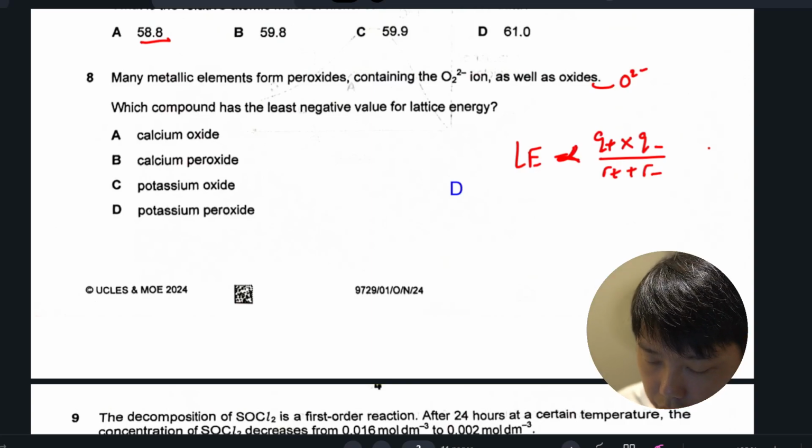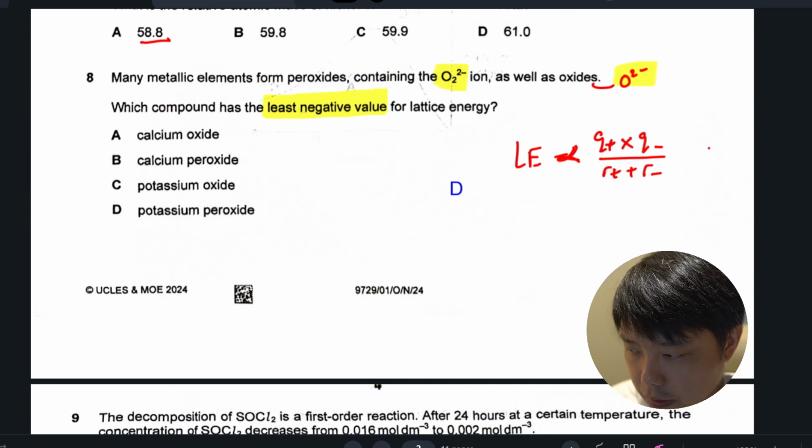Okay, so question 8 is a fairly straightforward question. They say that many metallic elements form peroxide, which is the O2 with the 2 minus charge, as well as oxides, O with the 2 minus charge. Which has the least negative value for lattice energy? Least negative means that in terms of the magnitude, it is the smallest.